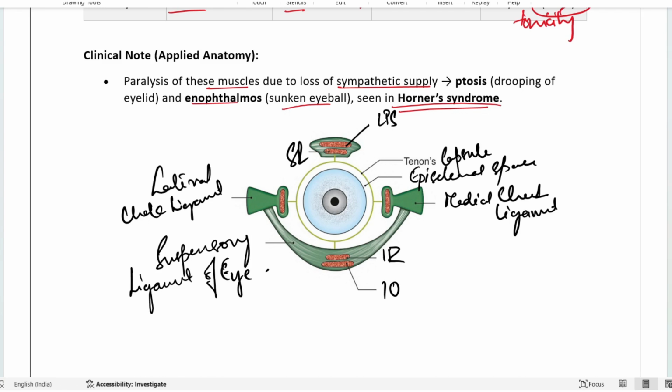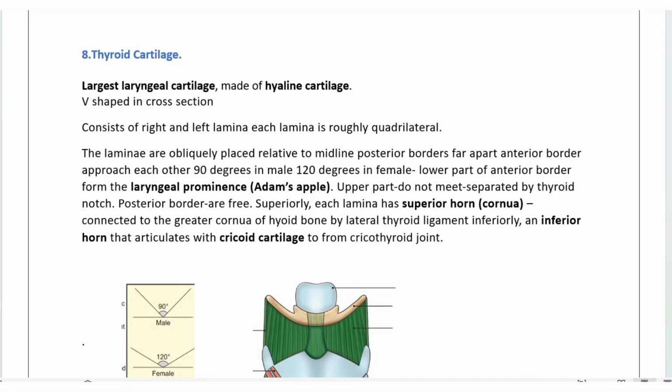Okay, so this completes your another 5 marker. Let's move on to the next question, that's the thyroid cartilage. This is again a 5 marker. Thyroid cartilage is the largest laryngeal cartilage. It's made up of the hyaline cartilage. It's V-shaped in cross section.